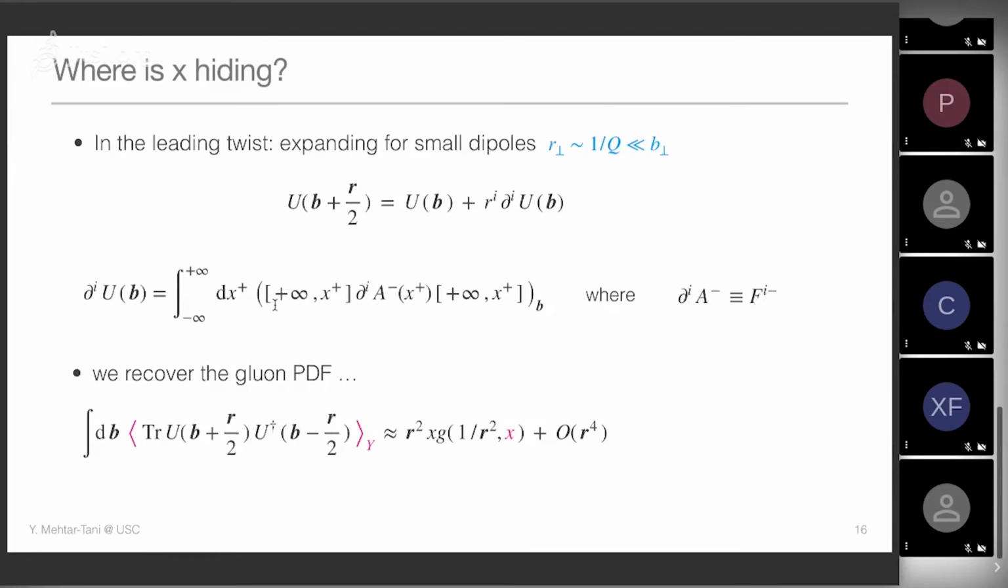So in doing this, you think you recover the gluon parton distribution function. In this expansion, you get some R squared. This is simply what you would expect, the color transparency factor, and then you get the unintegrated gluon distributions up to R to the fourth power corrections.